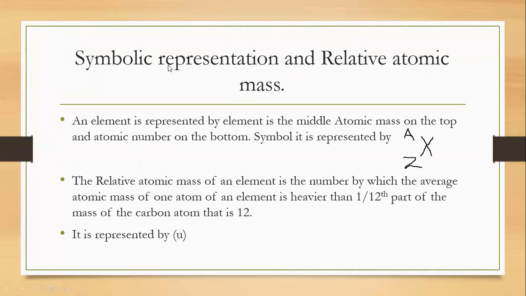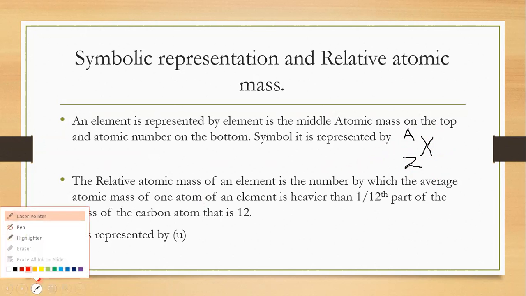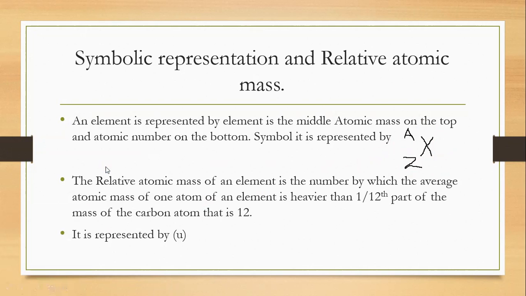Now let's see the symbolic representation and relative atomic mass. So an element is represented in the following way given in the diagram. I'm showing it to you with the laser pointer. So let us think X to be the element. Here we have A, that is the mass number, on the top, and Z, that is the atomic number, at the bottom, and X is the element in the middle. So this is how an element is basically represented.